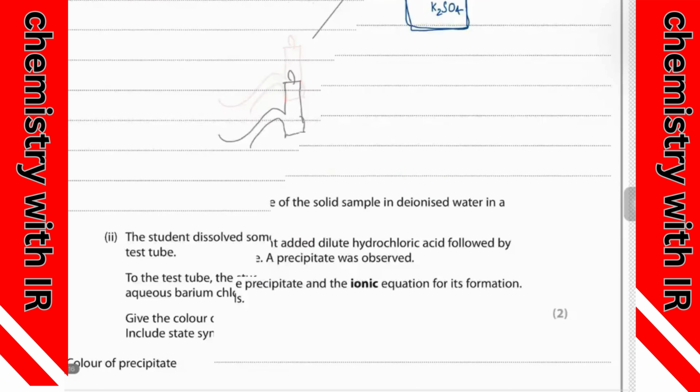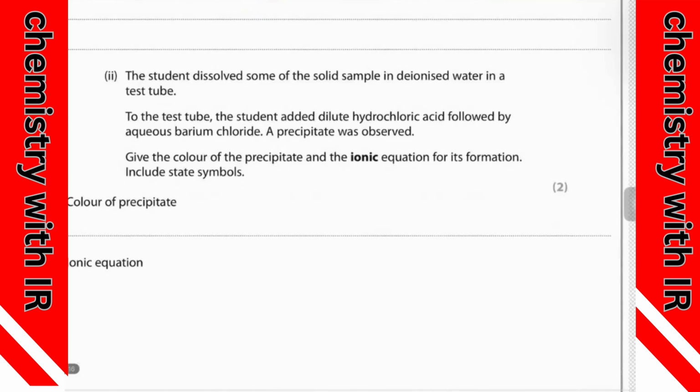And then they are saying the student dissolved some of the solid sample in deionized water in a test tube. To the test tube, the student added dilute hydrochloric acid followed by aqueous barium chloride. A precipitate was observed. Give the color of the precipitate and the ionic equation for its formation. Include state symbols.